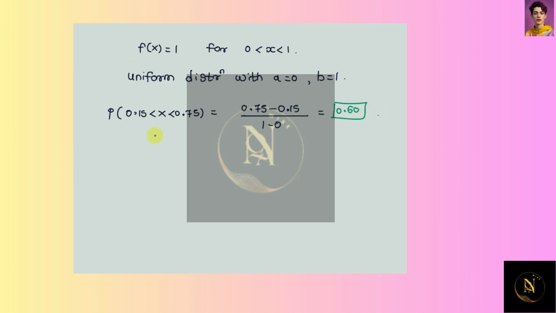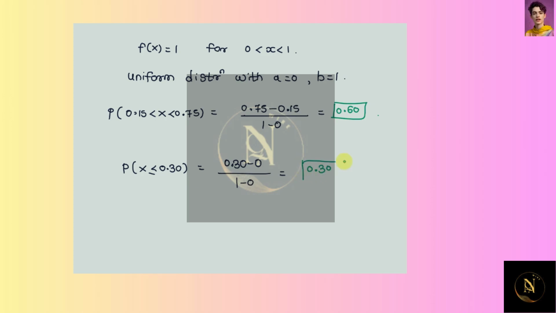Next we have to calculate the probability of generating a random number with a value less than or equal to 0.30. So the probability of x ≤ 0.30. Here the upper value is 0.30 and the lower value is 0, divided by b minus a, that is 1 minus 0, which is equal to 0.30.